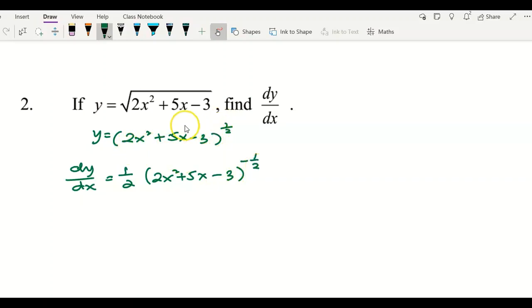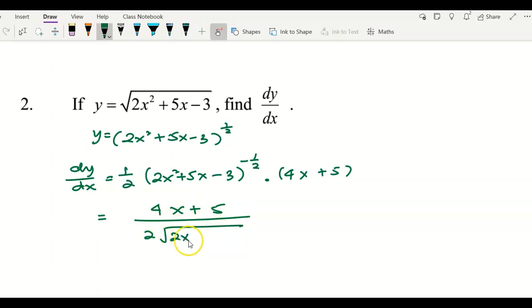Whatever is inside this bracket as the inner function, you just copy it down into the bracket over here. After that, you need to multiply by the derivative of the inner function. Differentiating the inner function, you get 4x plus 5. Alright, now you can simplify your answer. You get 4x plus 5 over 2 square root of 2x squared plus 5x minus 3.